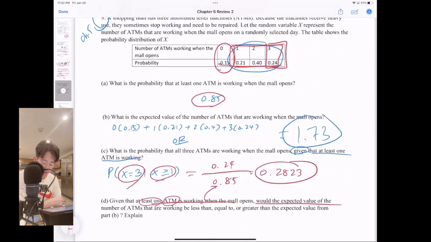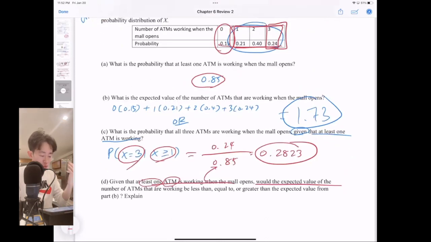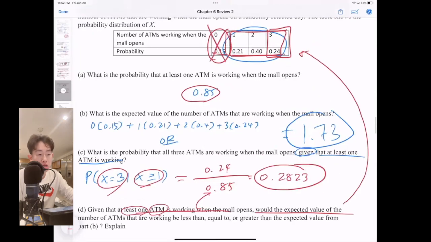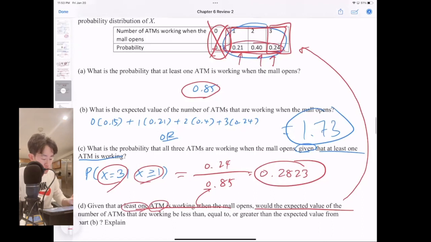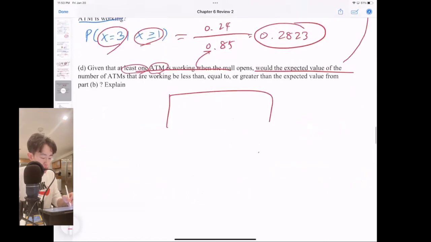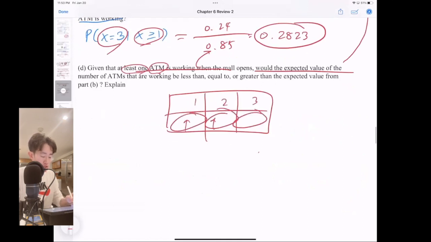All right, so for part D, given that at least one ATM is working when the mall opens, would the expected value of the number of ATMs that are working be less than, equal to, or greater than? So what we're saying here is that for this table, we're eliminating this 0.15, or 15%. That has to be redistributed to these 3 columns somehow, because a valid probability model says these have to add up to 100%. If the 0 is out of there, then you only have 3 possible outcomes, 1, 2, and 3, and each of these probabilities will increase in some proportional amount.